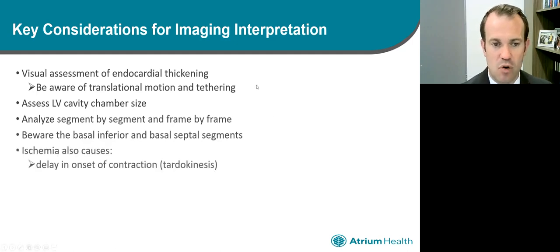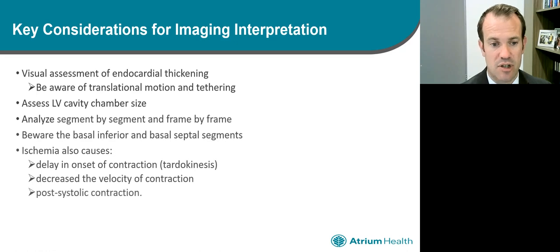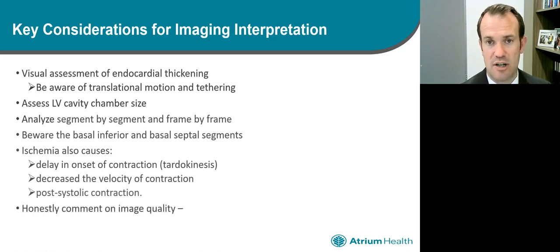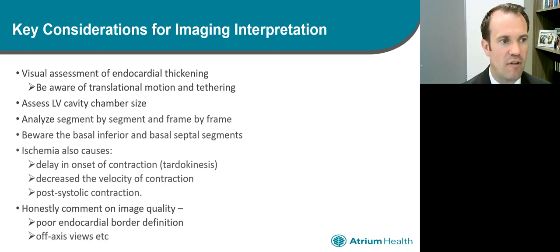Remember, ischemia also causes a delay in onset of contraction known as tardokinesia, a decrease in the velocity of contraction, and post-systolic contraction, which we can often detect using strain. When we're doing our stress echo, we need to honestly comment on image quality and if the endocardial border was poor or there was off-axis imaging.